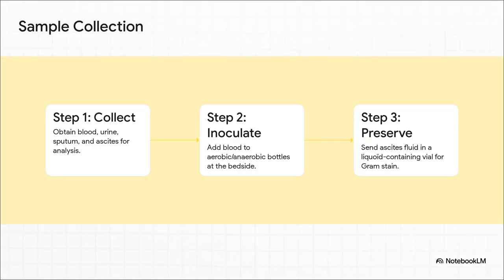Now, getting an accurate ID on these bugs is all about meticulous sample collection. It's everything. Inoculating blood cultures right there at the bedside isn't just a nice to do, it is absolutely critical to get the best yield and avoid contamination. And for ascites fluid, which can be a big factor in some patients, using the right kind of transport vial is key to keeping those fragile anaerobic bacteria alive for an accurate gram stain.